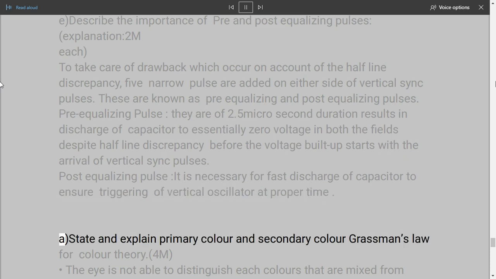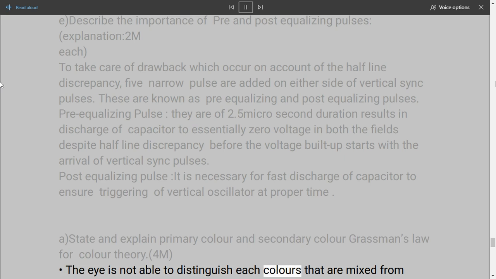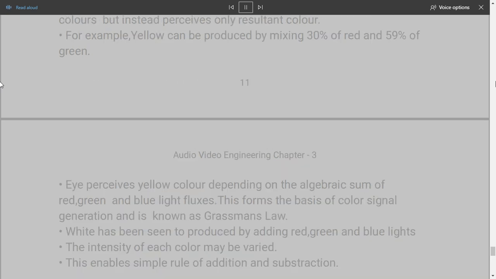State and explain primary color and secondary color. Grassman's law for color theory, 4 marks. The eye is not able to distinguish each of the colors that are mixed to form colors, but instead perceives only the resultant color. For example, yellow can be produced by mixing 30% of red and 59% of green.